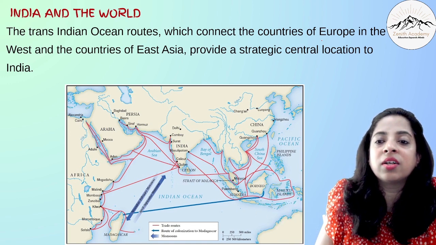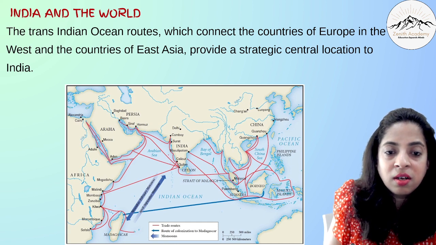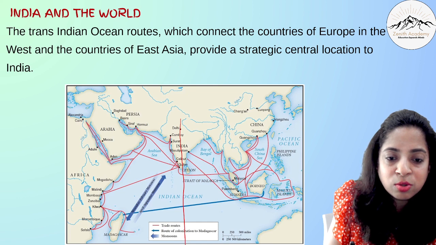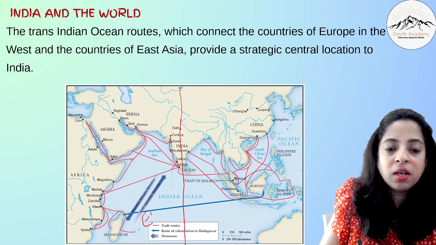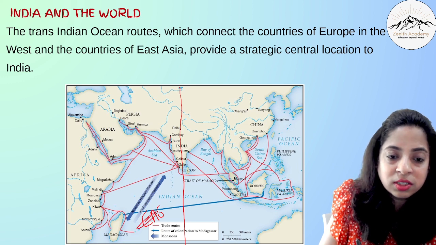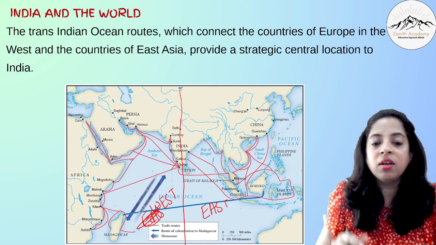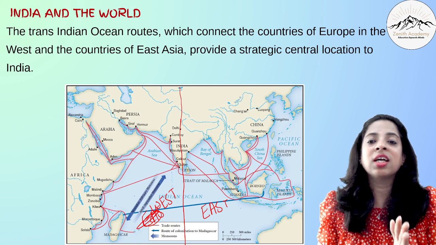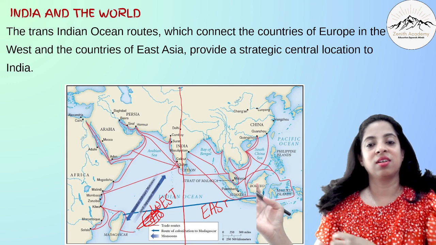which connect the countries of Europe in the west. So here you see, in the west, if I divide this India, I am dividing the Indian Ocean. This is the west part, and this is the east part. Now you'll understand. And these are the different routes. Can you see the red lines are the different trans-Indian routes? Now this connects the countries of Europe in the west and countries of East Asia.